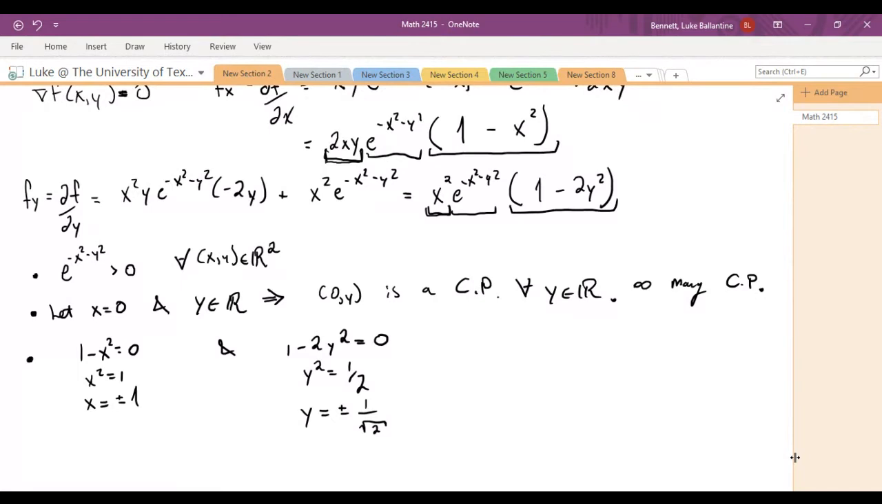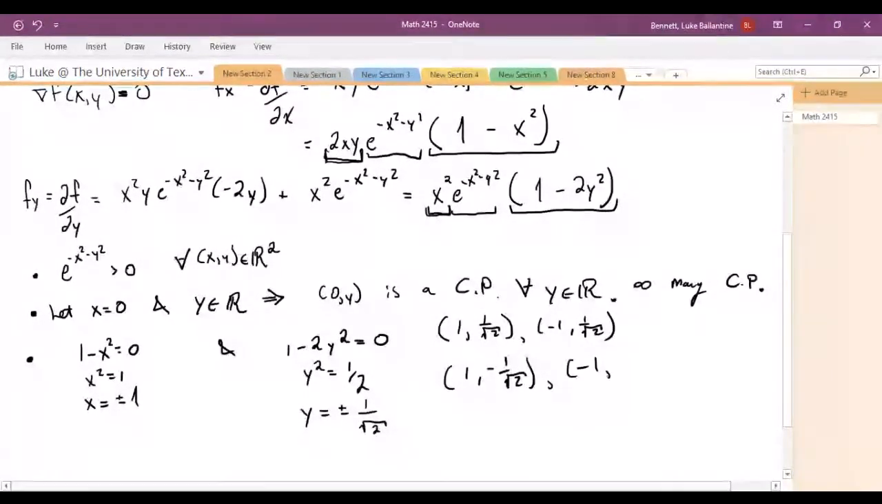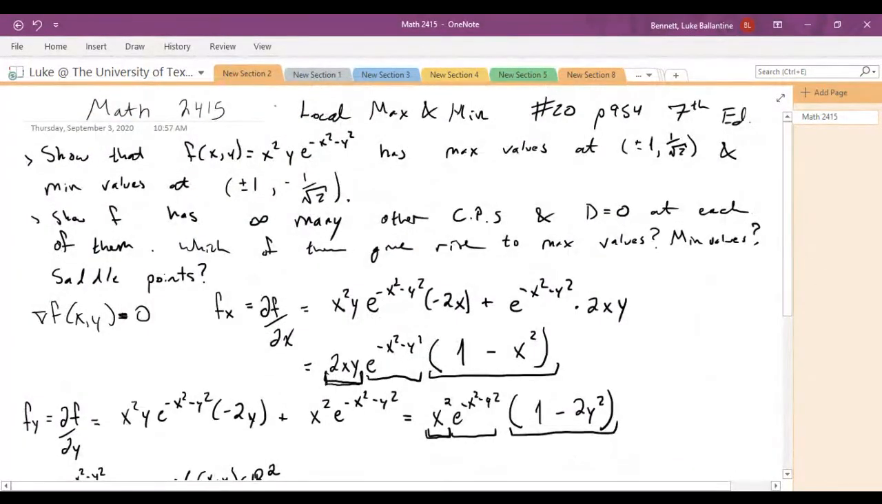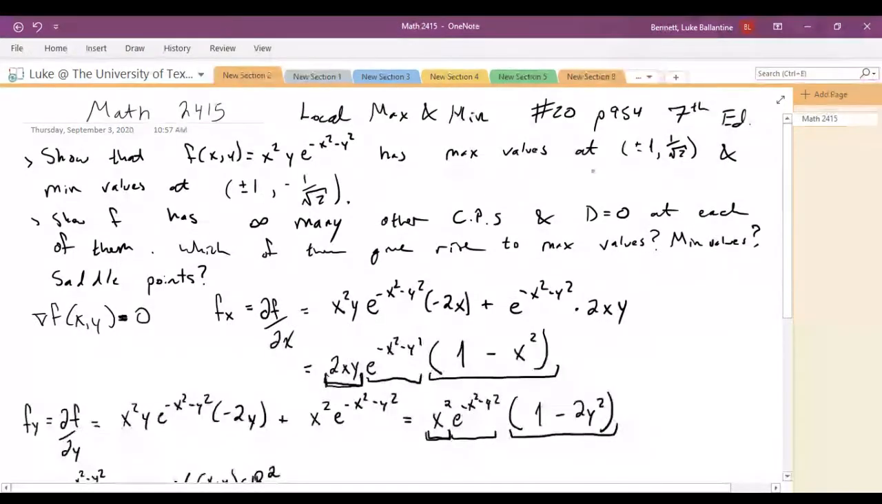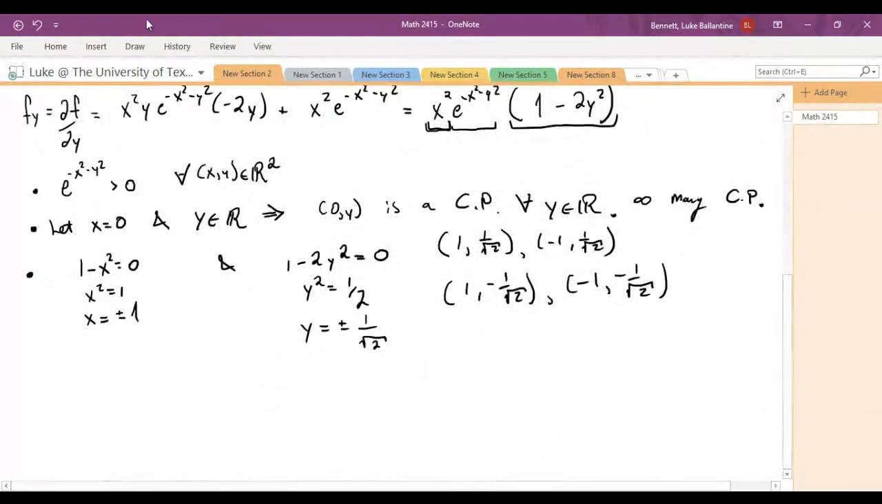This gives rise to 4 more critical points. Any possible combination of these two x values and these two y values. So listing them all, we have 1, 1 over root 2. We have -1, 1 over root 2. We have 1, negative 1 over root 2, and then -1, negative 1 over root 2. And the instructions say, if you go back up here, it already tells us we have max values when the y component is positive and minimum values when the y component is negative. So let's go ahead and show that using the discriminant.